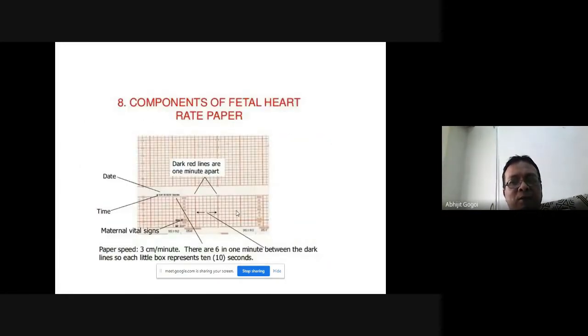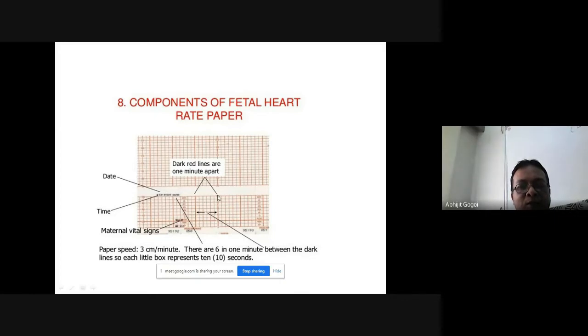In cardiotocography, you will find paper like this, not exactly like ECG paper, but many things are common. Remember that these are two dark lines which are 1 minute apart. In 1 minute, the paper moves 3 centimeters. There are 6 boxes in 1 minute between the dark lines, so one little box is 10 seconds.